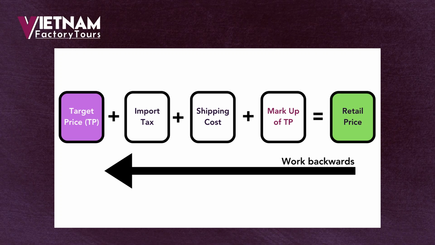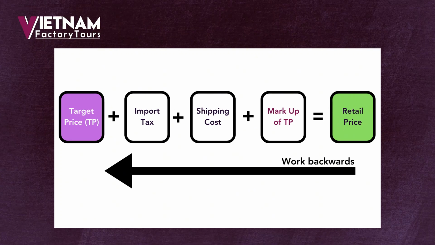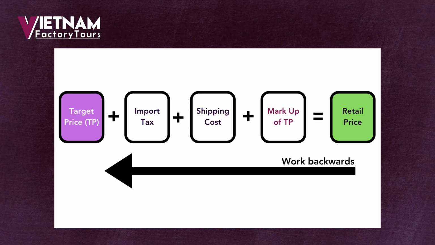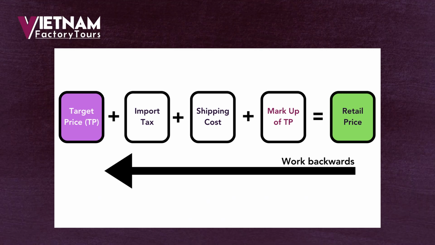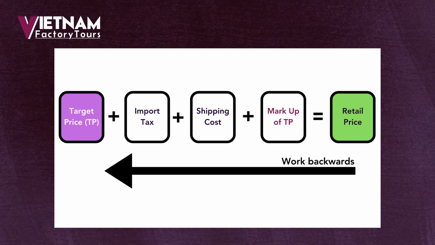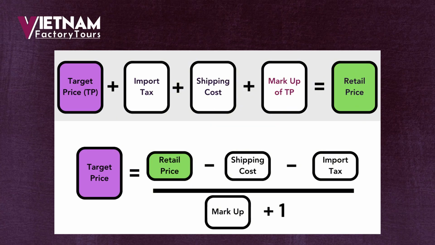This you decide based on your business plan, your business model. What is your target markup? It can range from as little as 2, which would be like a wholesale markup, to as much as 6. We know your retail price. We know the markup that you've set as your goal. And we know your shipping cost and we know your import tax. So the only variable that's not known is the target price. So if we rearrange this equation, we can solve for target price.